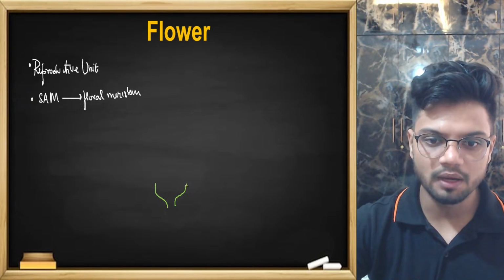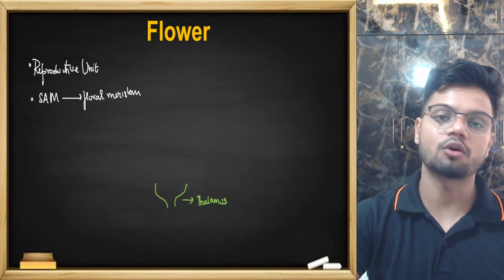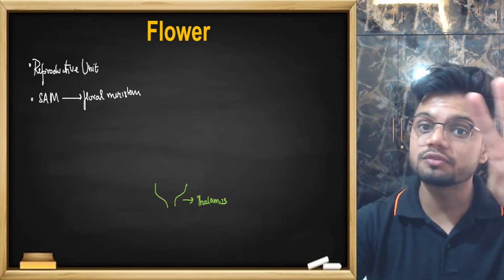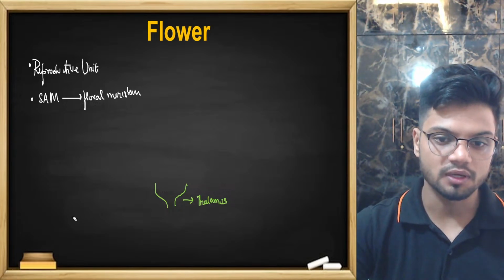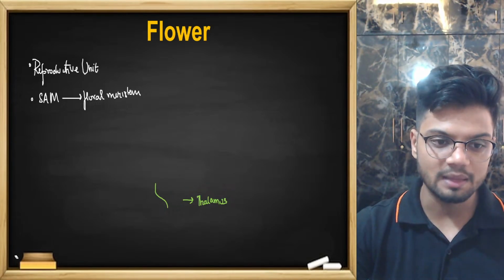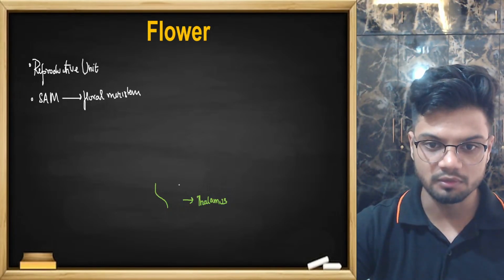This swollen basal part is called the thalamus. And on top of this thalamus, all the four different whorls are present. This is the lowermost portion called the thalamus, on top of which all the four different whorls will be present.